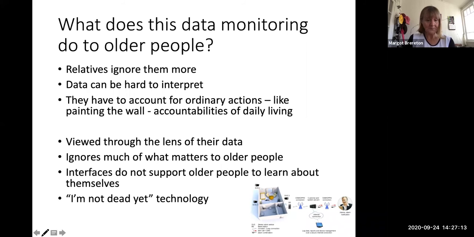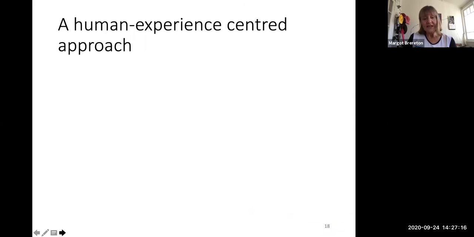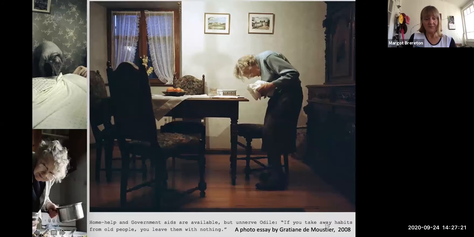So we take a human experience-centered approach in this case. There's a lovely photo essay by Gratian de Moustier all about a woman called Odile. And Odile says, home help and government aids are available, but if you take away habits from old people, you leave them with nothing. And the photo essay is all about her habits of cooking, making the bed, preparing the meal, and so on.